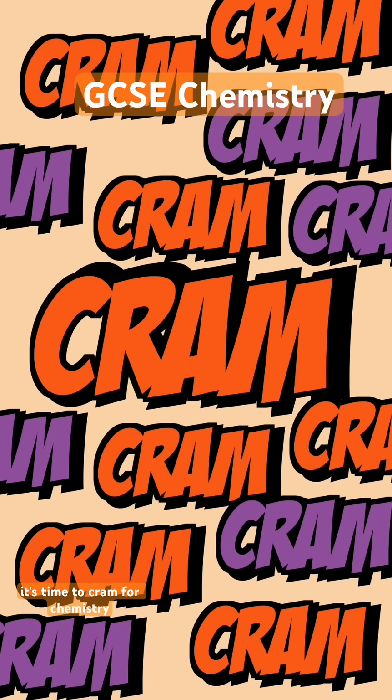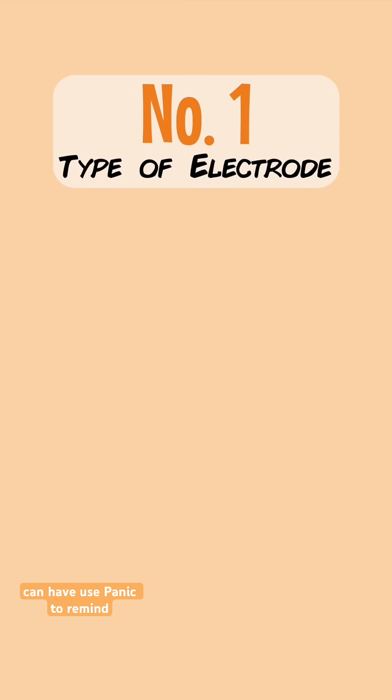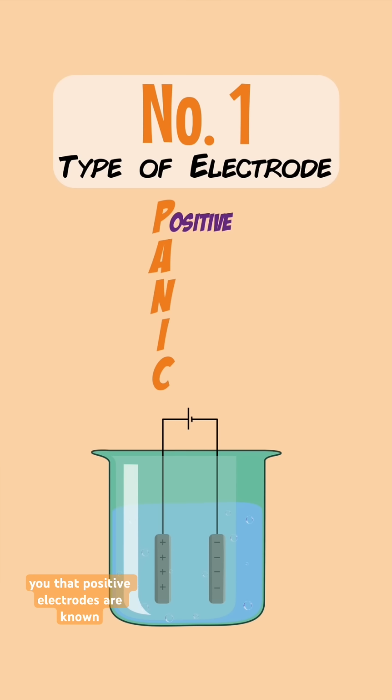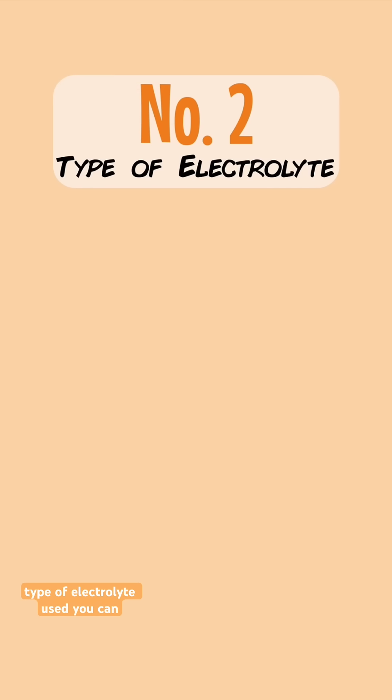Time to cram for chemistry paper 1, so here are 5 memory tricks for electrolysis. The first is for the type of electrodes you can have. Use PANIC to remind you that positive electrodes are known as the anode and the negative electrode is known as the cathode. The second trick is for the type of electrolyte used.